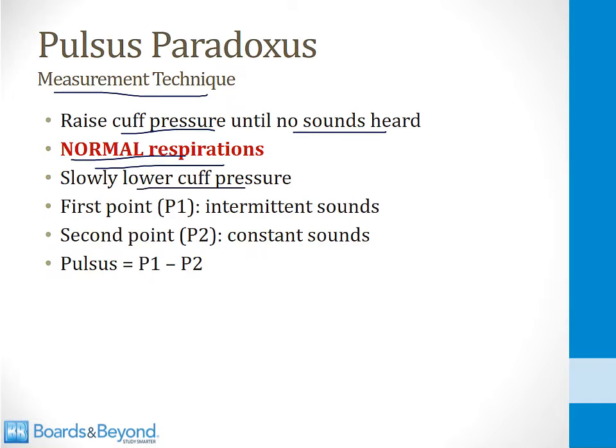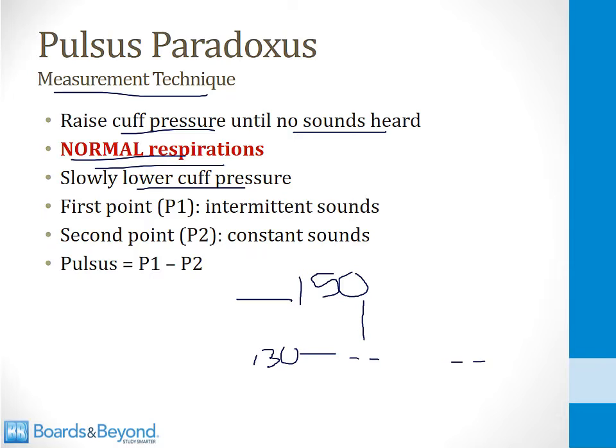You then slowly lower the cuff pressure. So let's imagine, for example, you pump the blood pressure cuff up to 150 millimeters and you hear no Korotkoff sounds. You then slowly let the pressure come down, and let's say you get to 130 millimeters and you begin to hear intermittent heart sounds. You will hear a bump, bump, and then no sounds, and then a bump, bump.